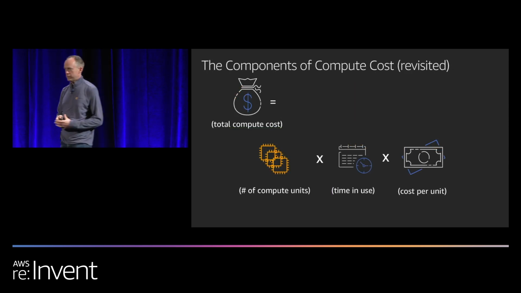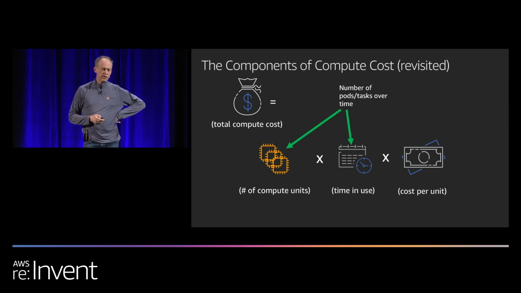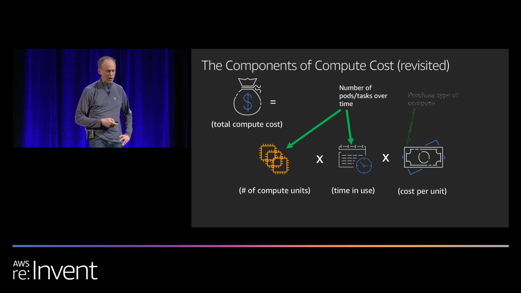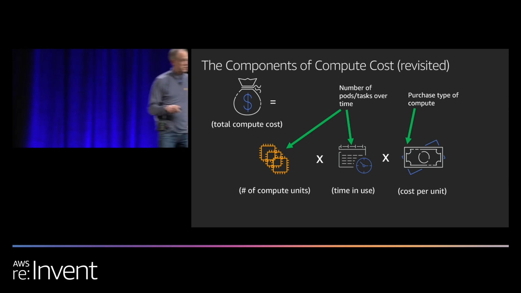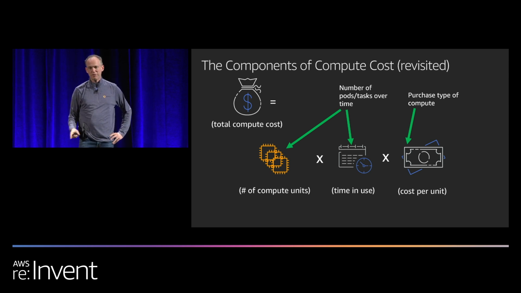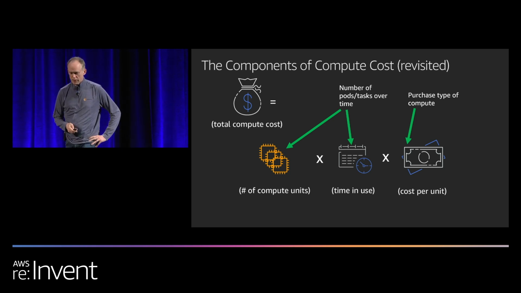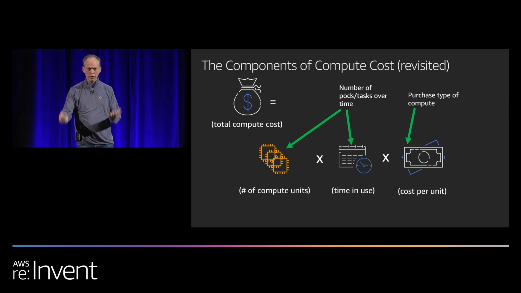Okay, so when we look at this total compute cost, the thing that drives the cost, whether I'm using EC2 or Fargate, is really the number of tasks or pods that I'm running. Even though I am running on instances in the EC2 case, it's really the number of tasks or pods that's driving my cost. And then the main factor, assuming that I've chosen my instance types to fit my workload, the main factor that controls the cost per unit is the purchase type. And for the purposes of today, we're going to focus on on-demand versus spot.